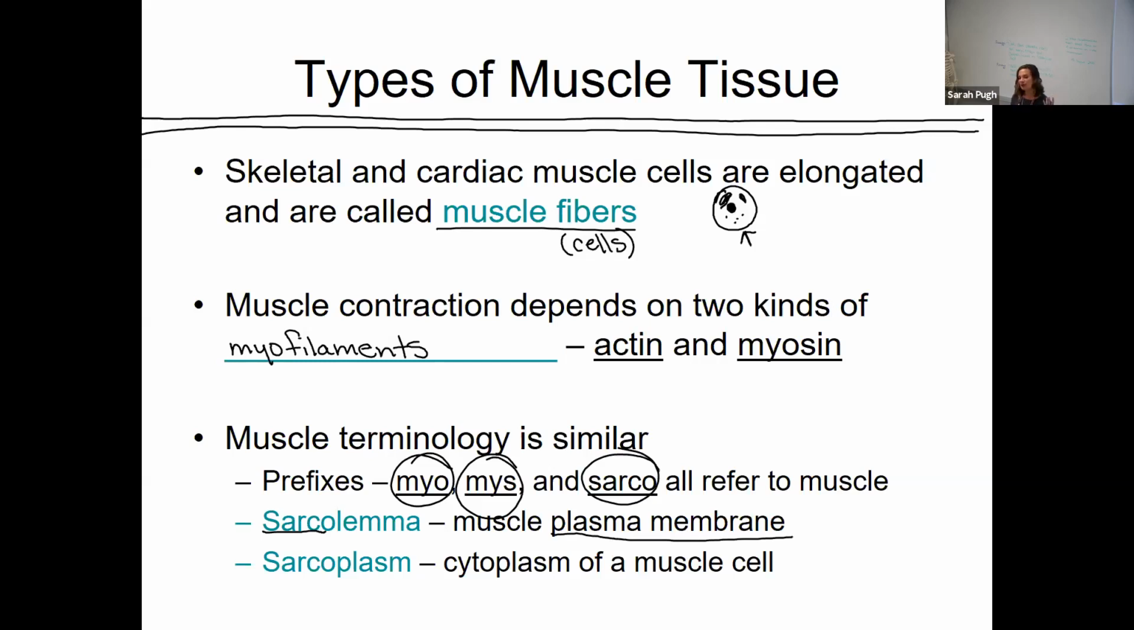And inside of a cell, we have that gooey, squishy stuff that all of the organelles float in called cytoplasm, right? Cyto means cell. Well, in a muscle cell, we call it sarcoplasm because sarco means muscle. So a lot of these terms at the beginning, you're going to see myo, mys, or sarco. Okay?